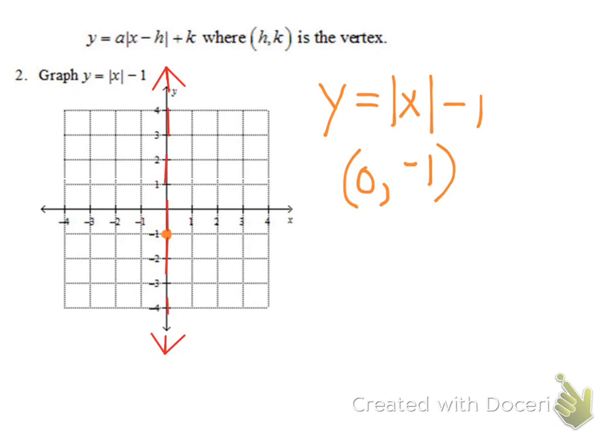Now, to the right of that, we're going to use our slope of the right side. The A here is 1, as a fraction, 1 over 1. So we'll go up 1, to the right 1, and we'll do that a couple times. And then we'll reflect those, and then we'll connect them to form our graph.